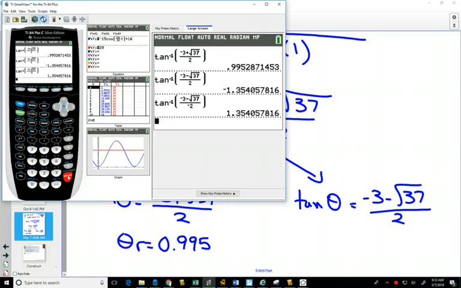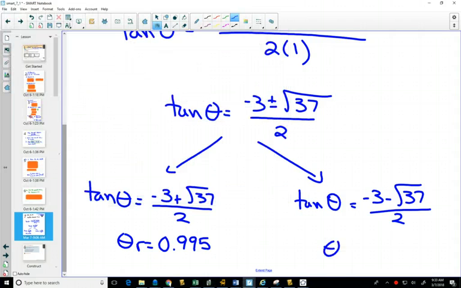So you might say, Mr. JR, can I just make whatever negative answer positive? Does that always work? Yes for sine and tan, but no for cos. So it's best to always do tan inverse of the positive value. Our reference angle here is 1.354.